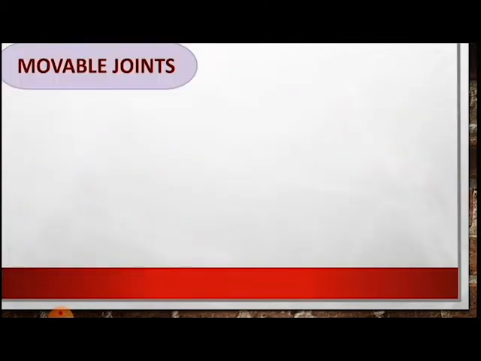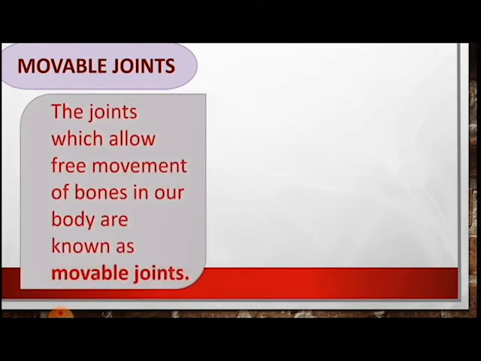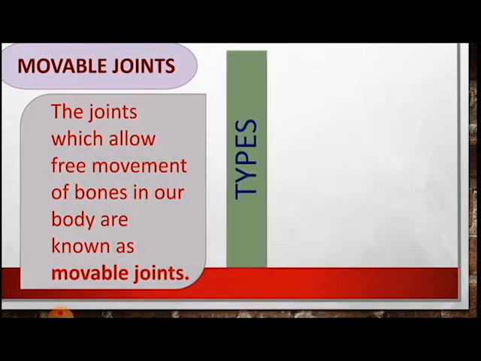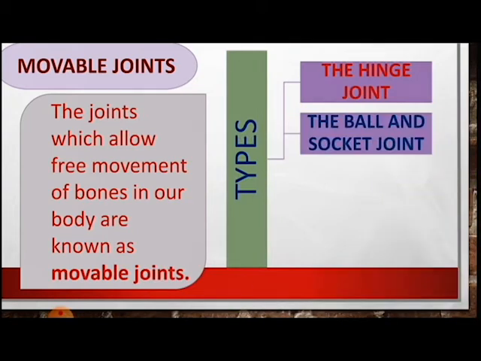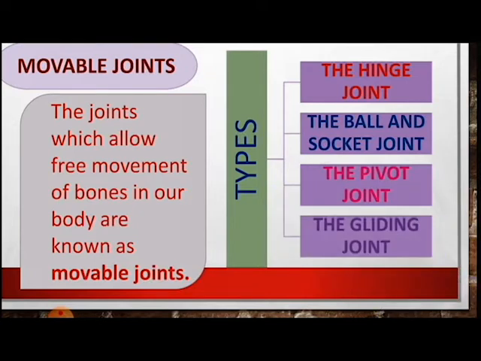Movable joints. Most joints present in our body allow free movement of bones. Such joints are known as movable joints. The bones at the joints move smoothly because of a fluid which acts like a lubricant. There are four types of movable joints in our body: the hinge joint, the ball and socket joint, the pivot joint, and the gliding joint. Let us see each of them in detail.